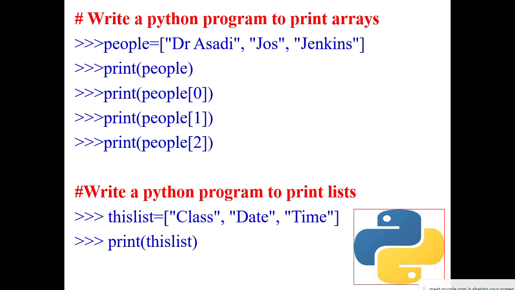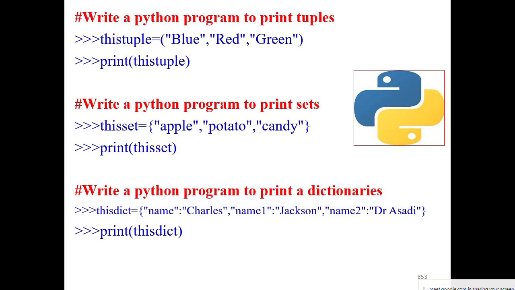Write a Python program to print a list. This list equals class, date, time. Print this list, so it will print class, date, time. In the same way, write a Python program to print this tuple. Within the parentheses: blue, red, green. Print this tuple, it will print blue, red, green.